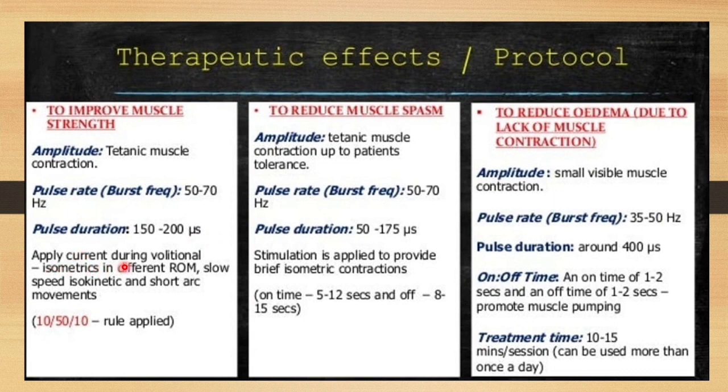And apply the current during volitional activity, that is isometrics in different ranges of motion, slow speed isokinetics, and short arc movements. And the normal protocol, that is 10 seconds on, 50 seconds off for 10 times, will be applied in order to improve muscle strength gain. This cycle will be repeated for 10 times. In order to reduce muscle spasm, we will be using the same tetanic muscle contraction up to the patient's tolerance, and the burst frequency or pulse rate will be 50 to 70 Hz, and the pulse duration will be 50 to 175 microseconds.